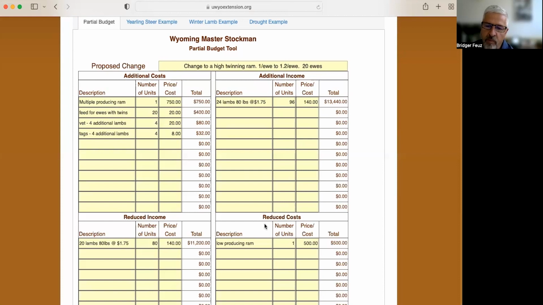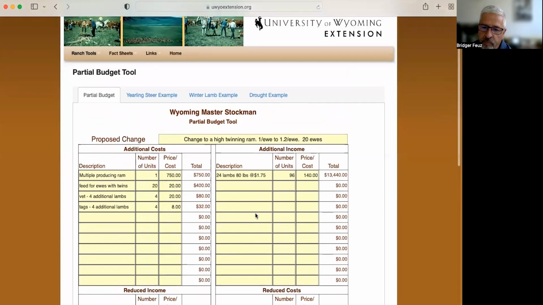So that's the 4 simple questions of a partial budget, and it really does help you make better decisions. Whether you use this tool or just ask yourself those 4 questions each time you're making a change on a farm or a ranch, it really does help you make better decisions.